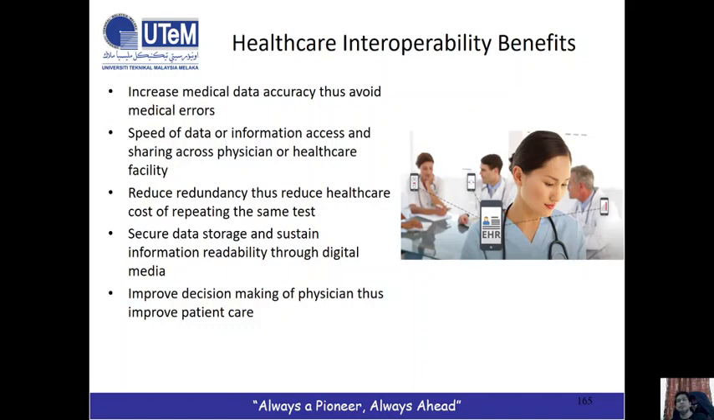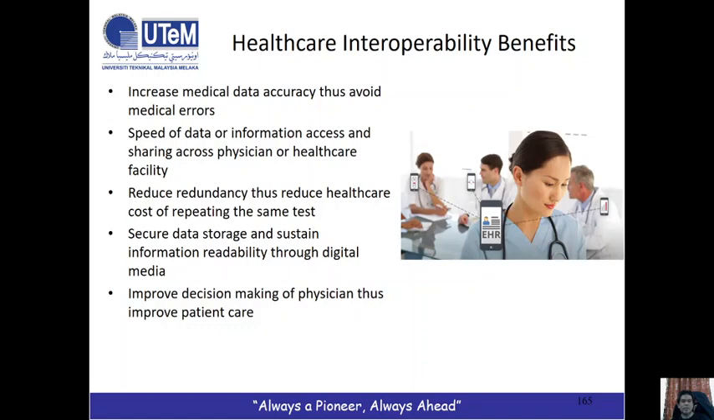So when you are transferred to Hospital Kuala Lumpur, all the tests shouldn't be repeated, right? The information can be retrieved from Hospital Malacca to Hospital Kuala Lumpur. So this is a benefit of interoperability.